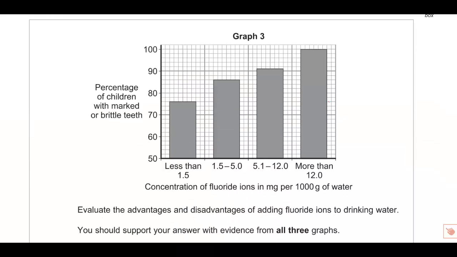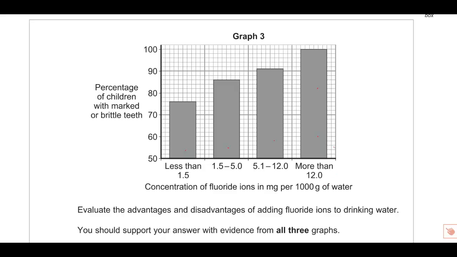Finally, graph 3: percentage of children with marked or brittle teeth, and we're looking at the concentration of fluoride ions in milligrams per 1,000 grams of water. So we've got 4 categories: less than 1.5 milligrams, 1.5 to 5, 5.1 to 12, and more than 12. Notice as well the types of graph they're giving you. The first one is a very comparative bar chart, a line graph the second one, and again a bar chart here with these distinct categories going on.